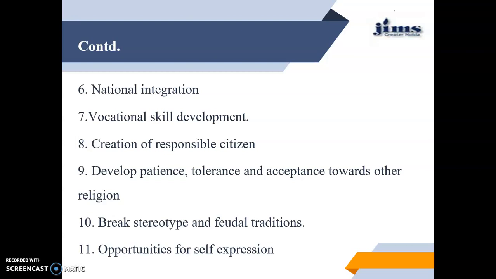The school can also break stereotypes and feudal traditions by telling them that they do not have any scientific reason or any logical reasoning behind their existence. So school can easily break these stereotypes and can motivate a child not to follow these feudal traditions. School also helps a child by providing the opportunity for self-expression, and children can easily learn how to express themselves in front of people in society.